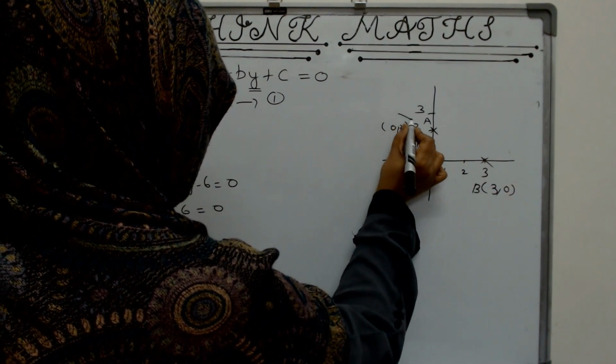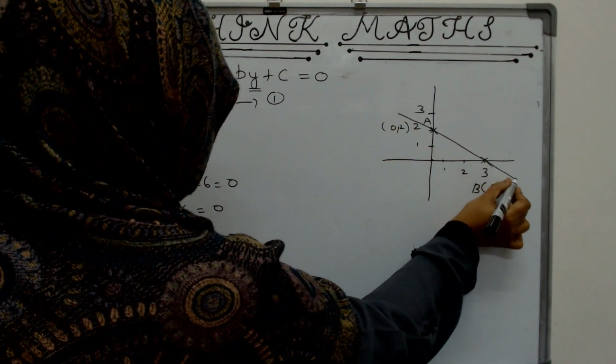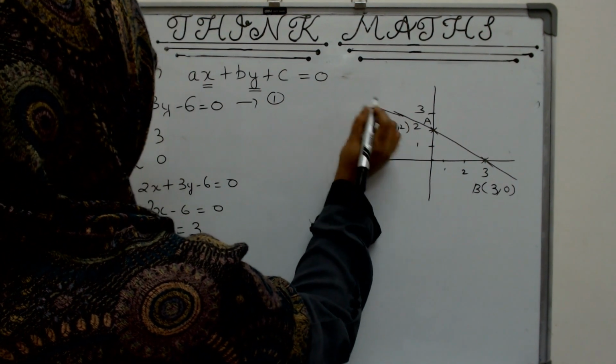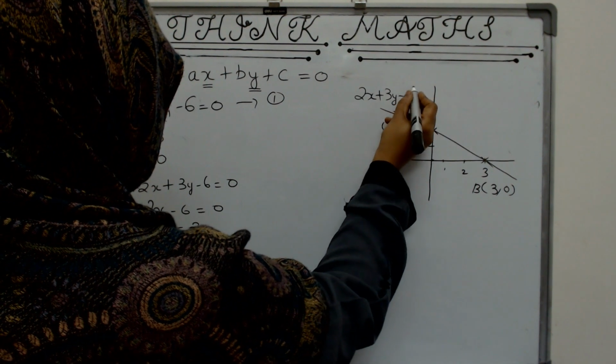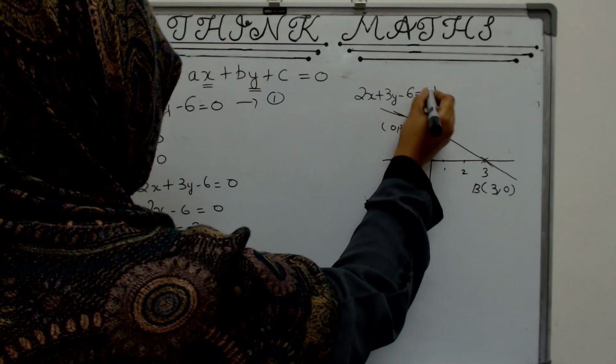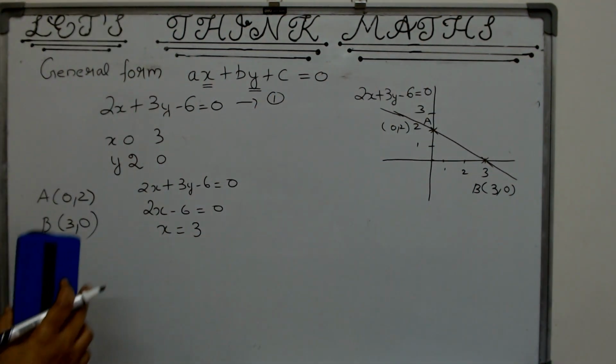Now join these 2 points. This is the line you need. This is the line 2x plus 3y minus 6 is equal to 0. It is a unique line.